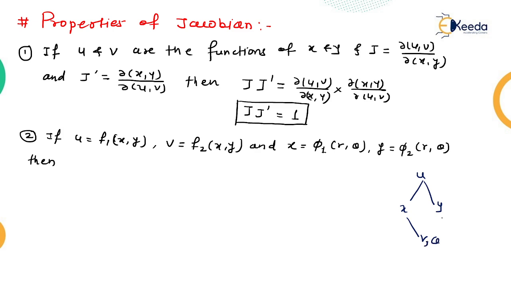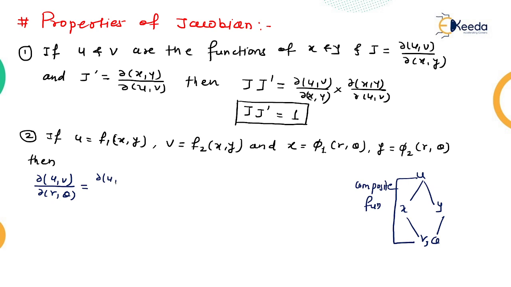So r comma theta. By the definition of a composite function, u is a function of r and theta, so that function is called a composite function. In this way you have to calculate ∂(u,v)/∂(r,θ). So how will it be calculated? Let's see.